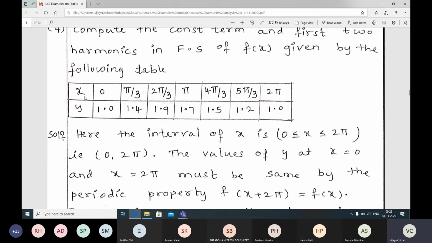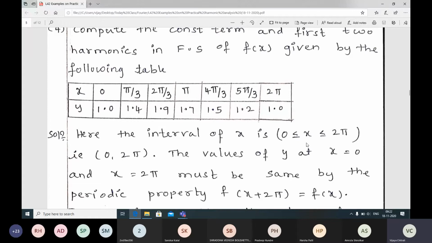So here, observe the x values. For 0 we have y as 1.0, and for 2 pi we also have 1.0. So at 0 and 2 pi we have y value as 1.0, or 1. We have to consider either this value or this value, so in these two we consider one, right?